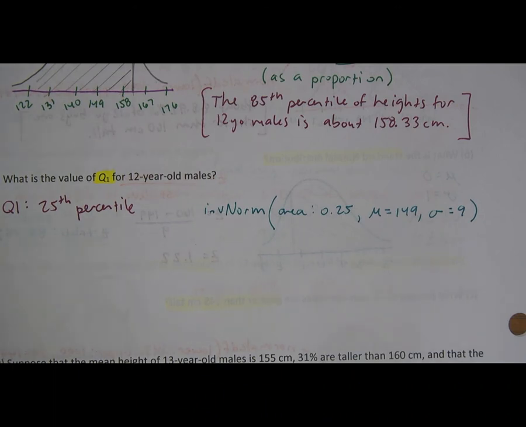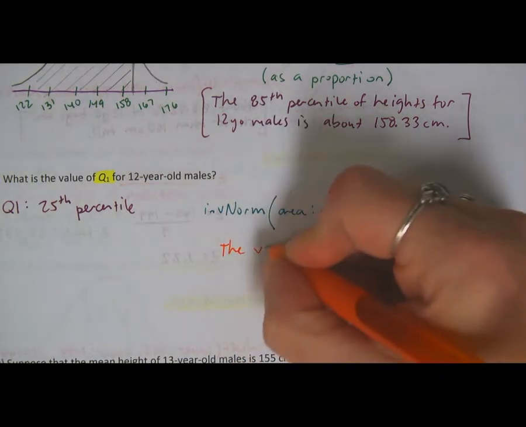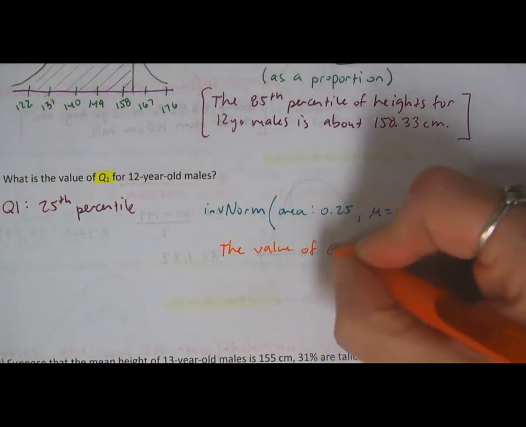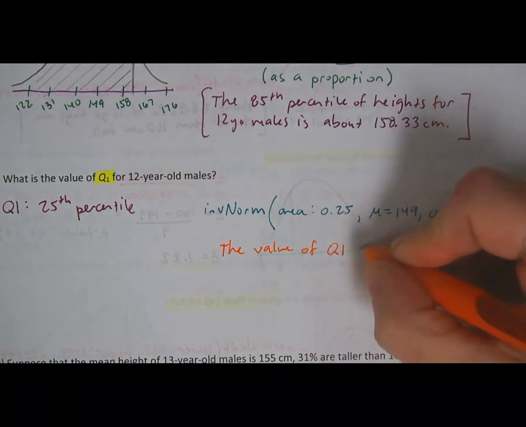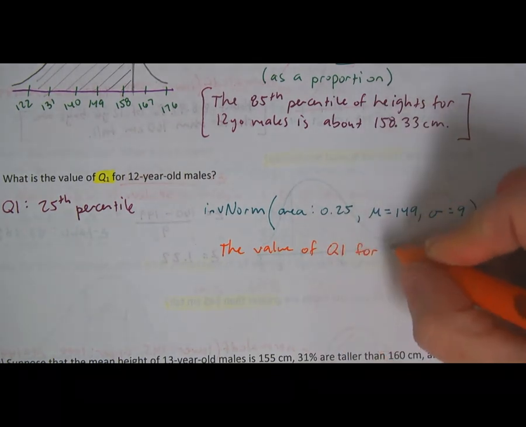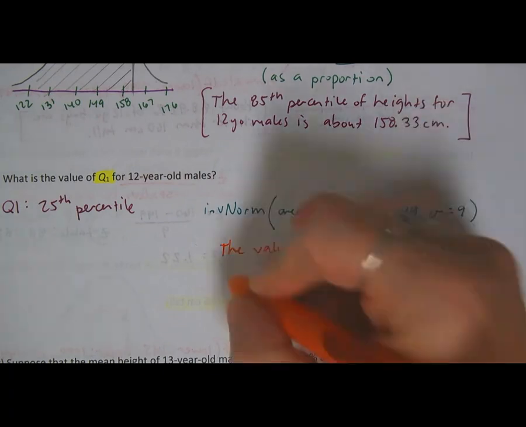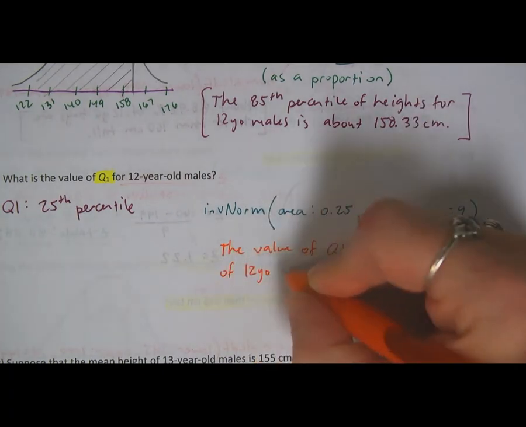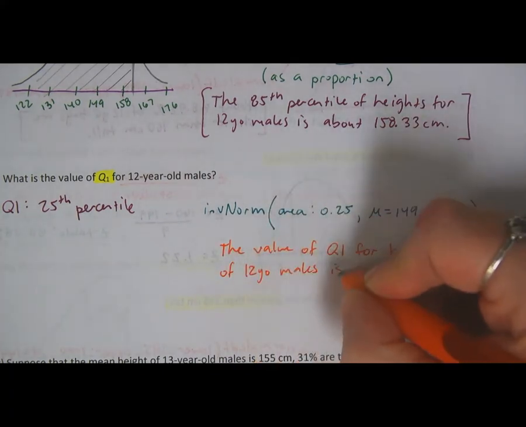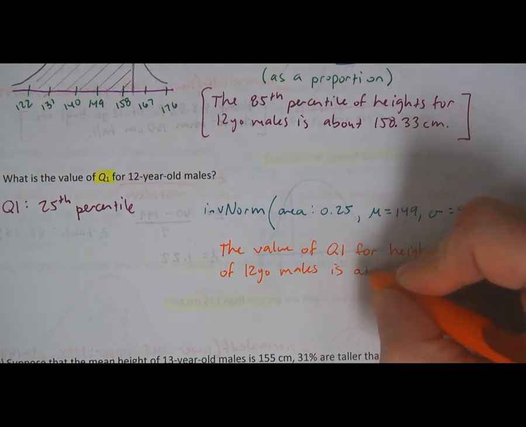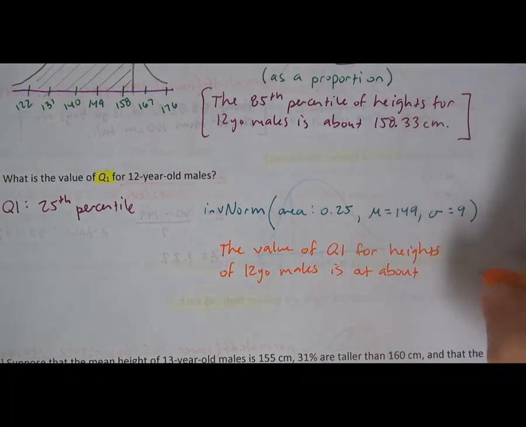And we find out that the value of Q1 for heights of 12-year-old males is at about 142.93 centimeters.